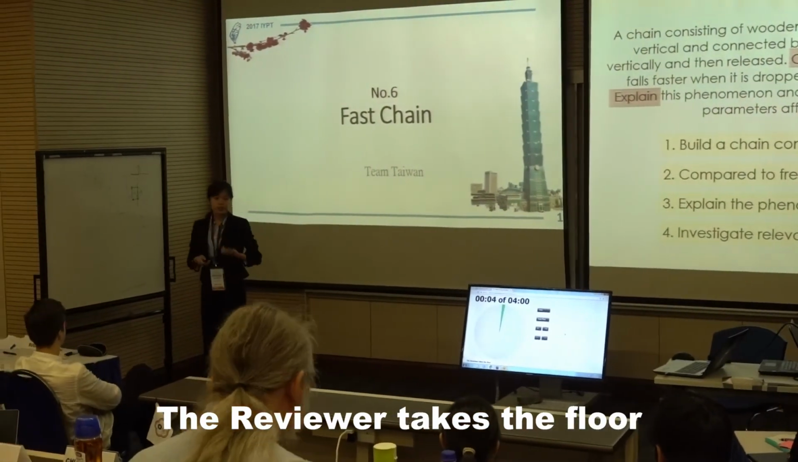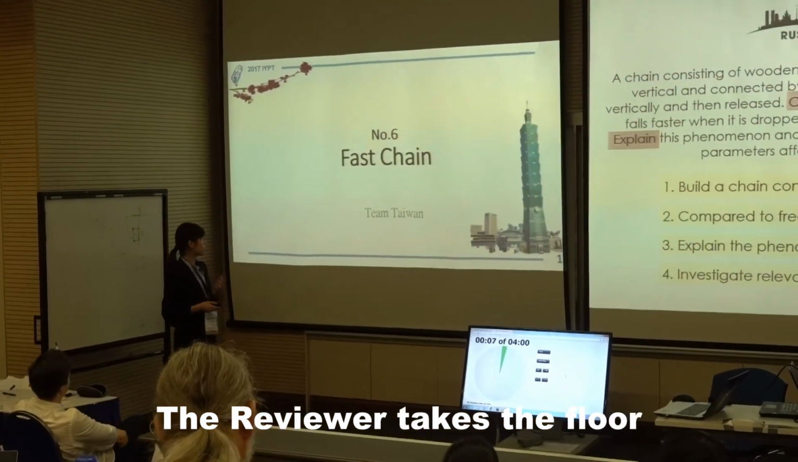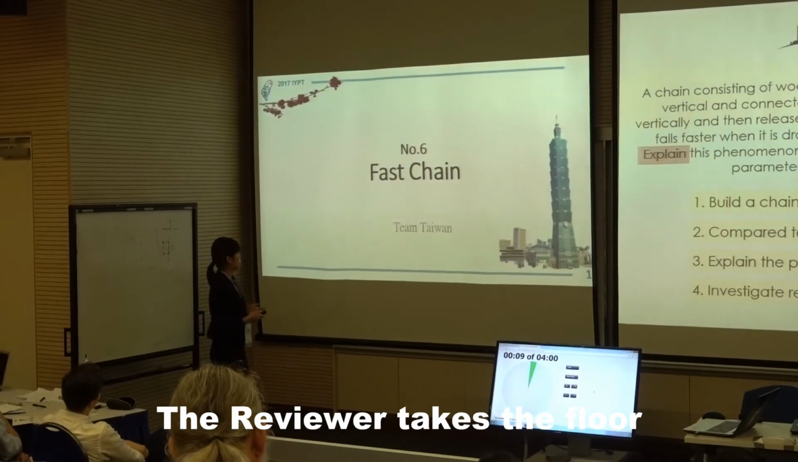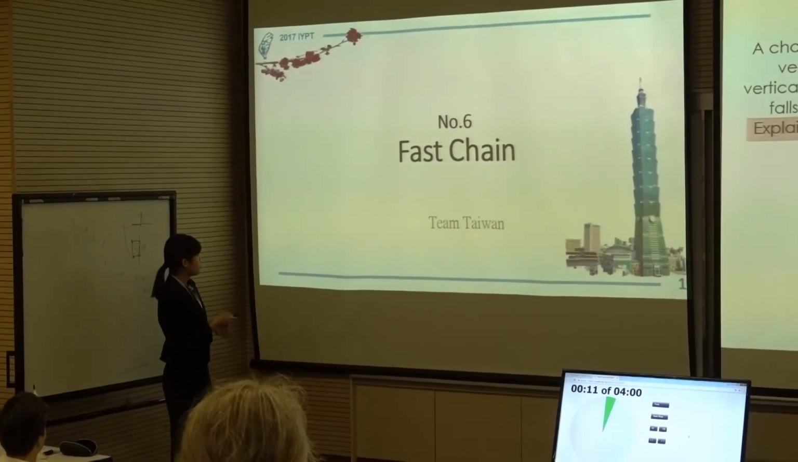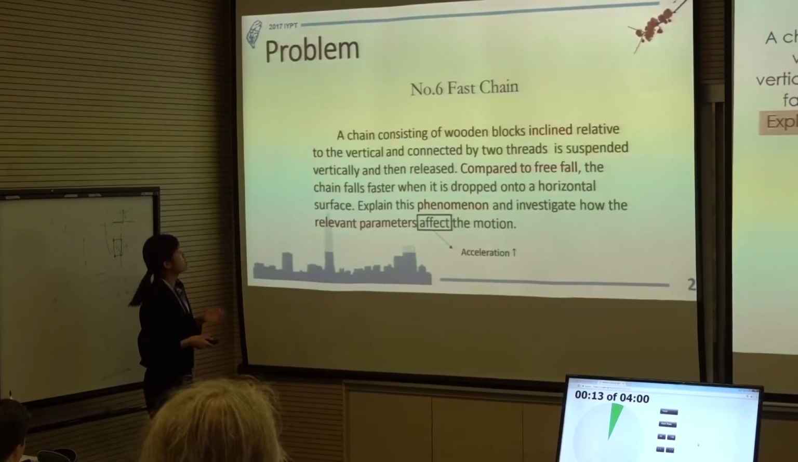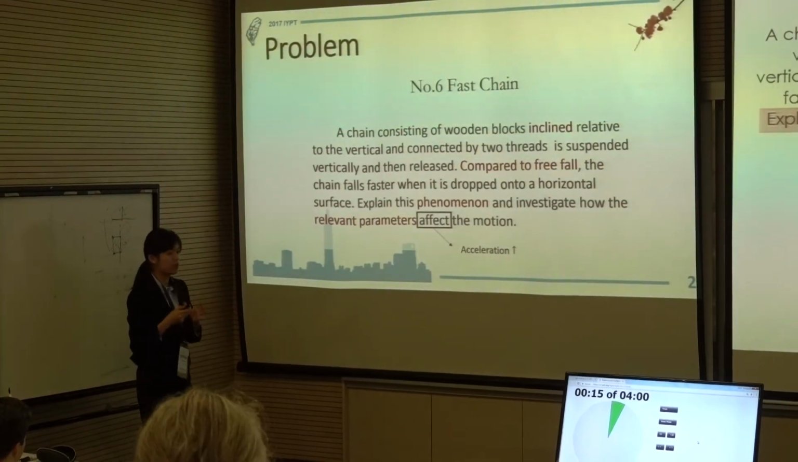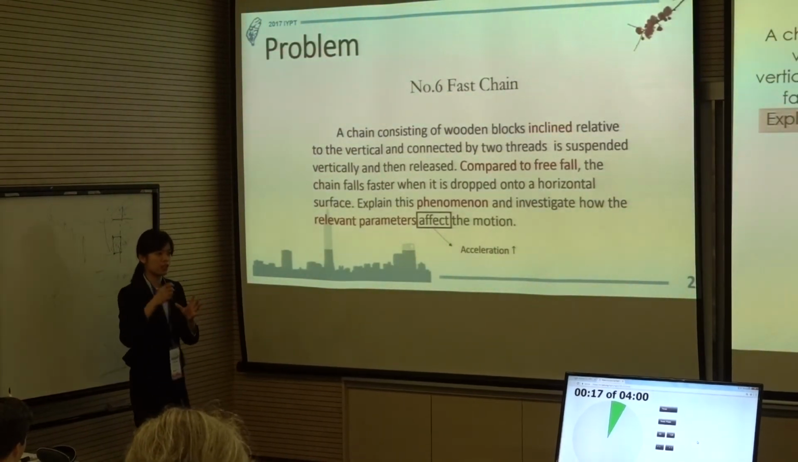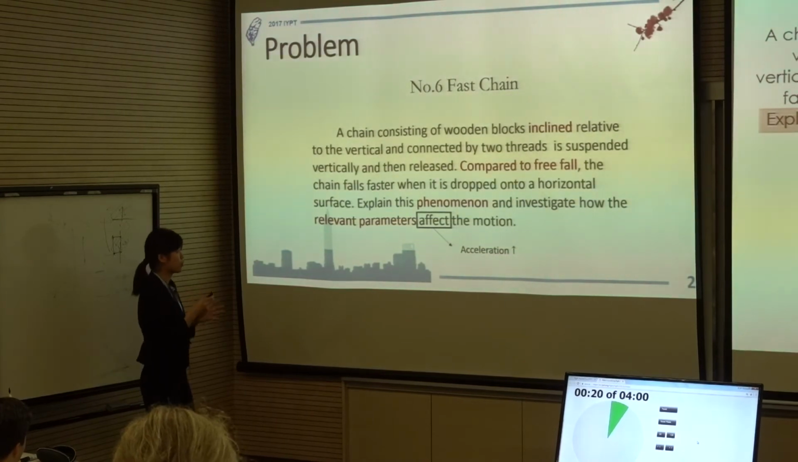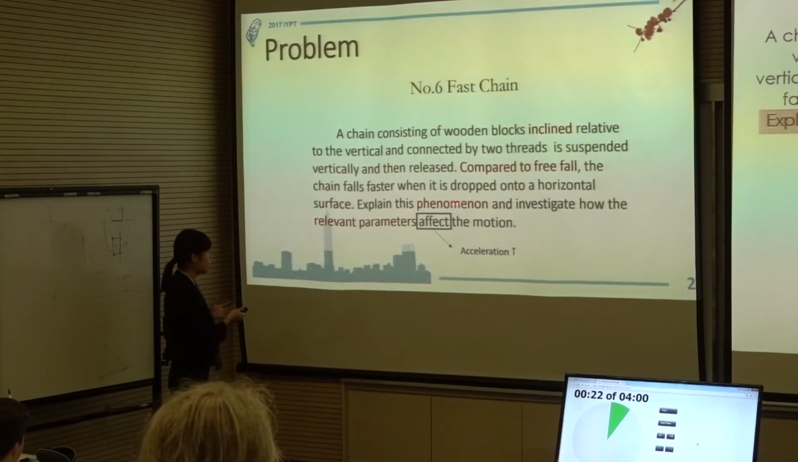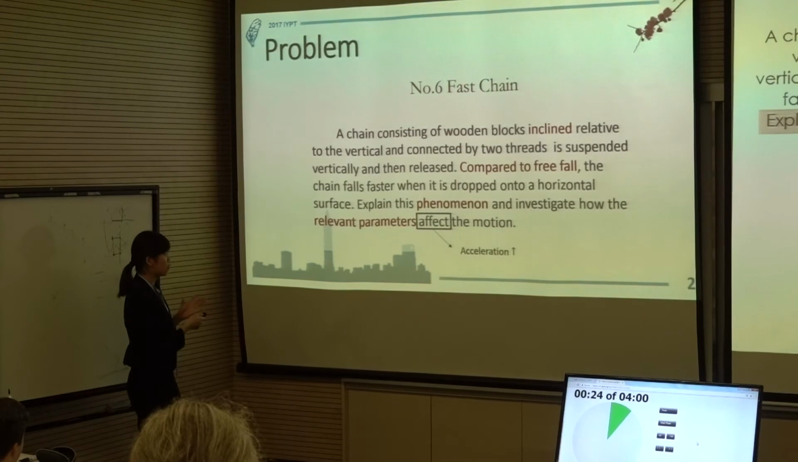Okay, so good morning, your judges and the opponent reporter. I'm the reviewer from Taiwan. Today I'm going to review problem number 6, that is chain. So this is the problem statement. It mainly talks about how we construct a chain with an incline angle and compare it with free fall. We have to investigate the phenomenon and how the relevant parameters will affect the motion.